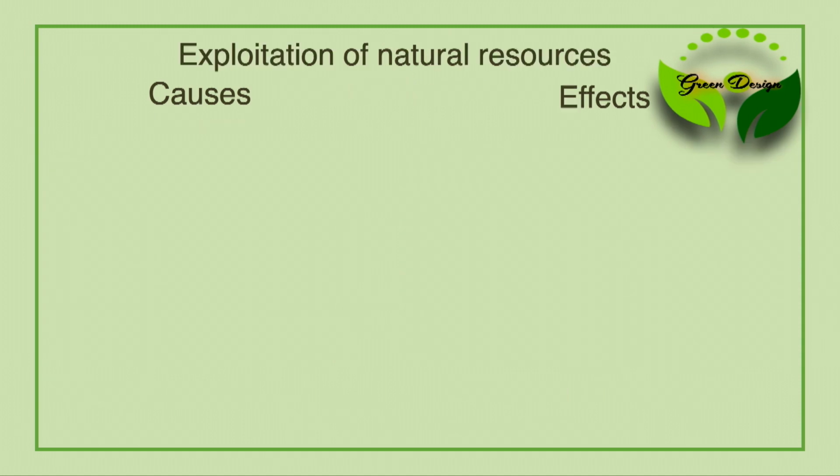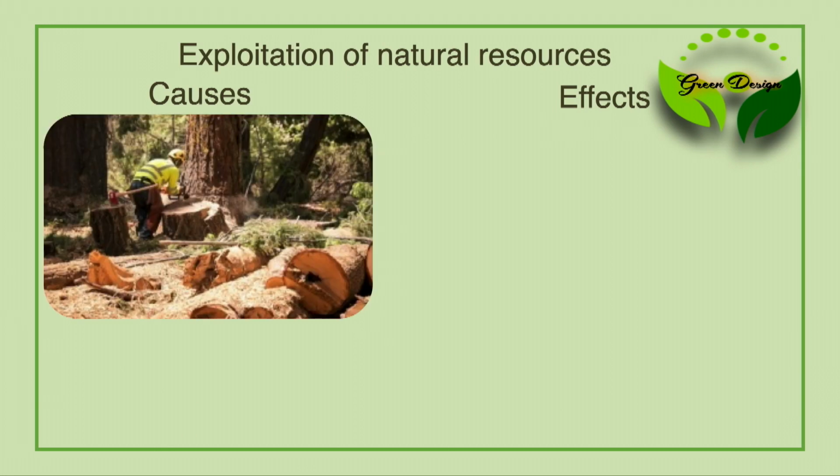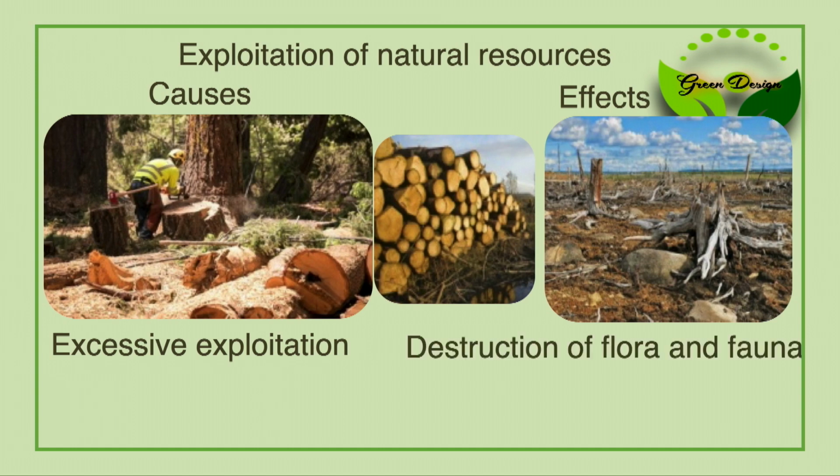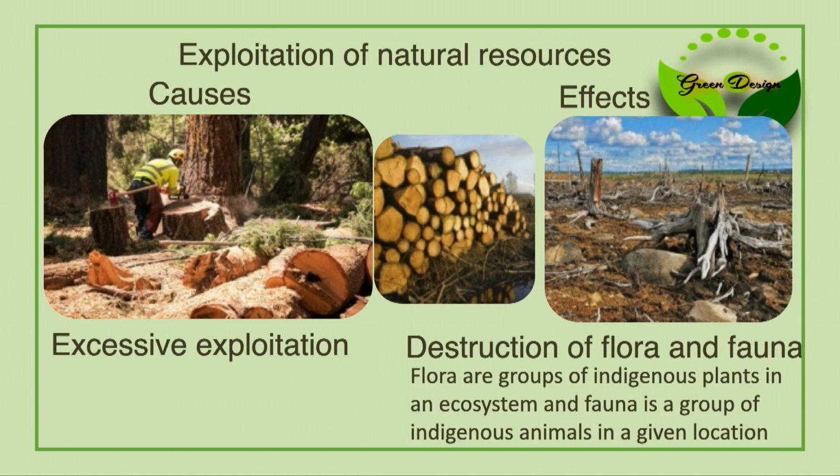We rely heavily on natural resources to meet our needs. Forests are cut down and trees are used for the construction of houses and furniture, as well as for the production of paper, amongst other uses. However, excessive exploitation has resulted in the destruction of flora and fauna. Flora are groups of indigenous plants in an ecosystem, and fauna is a group of indigenous animals in a given location.